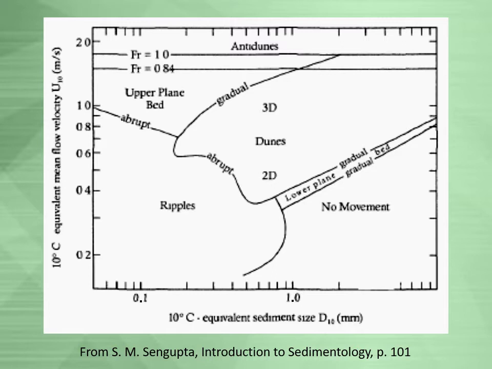Now if we summarize the entire flow regime concept with respect to flow velocity, flow energy, and sediment grain size, here scientists plot the sedimentary structures with flow velocity on the y-axis and sediment size on the x-axis. So you can see that the grain size is increasing from left to right.